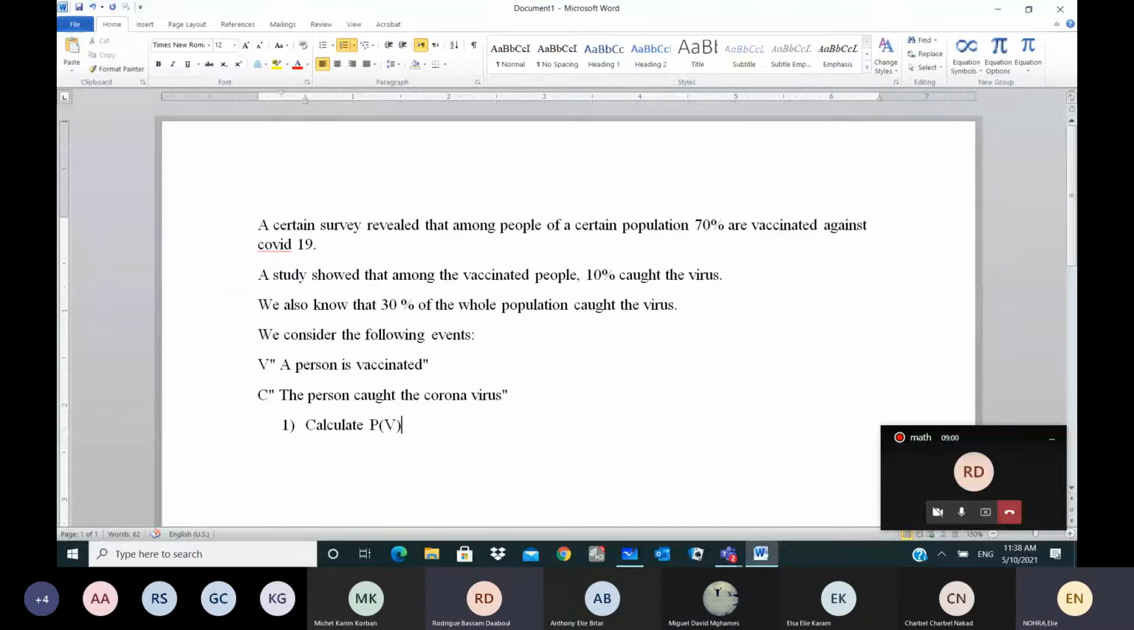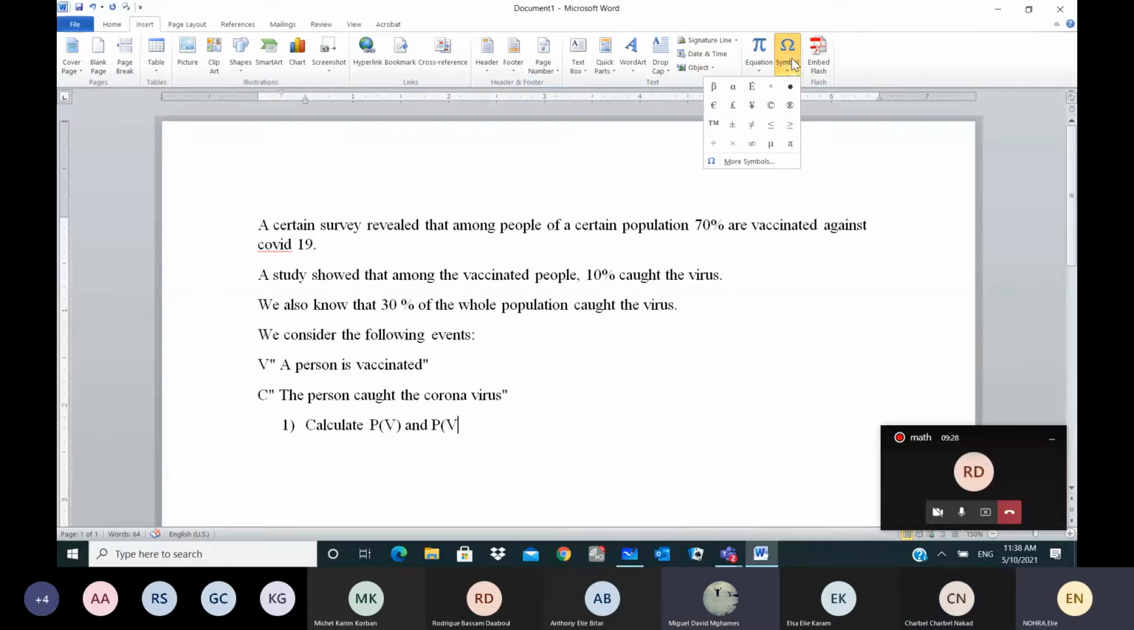Yes, of course. But let's hold on to what we agreed on the other day. We said that when we set the tree diagram, the whole exercise is done. So, calculate P of V and first P of V intersection C. How can I find the intersection?